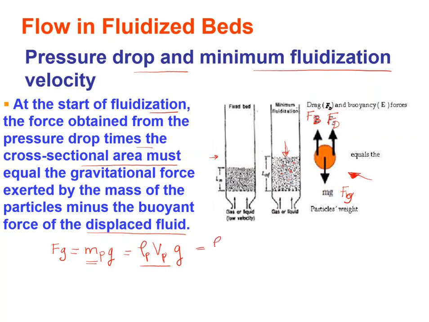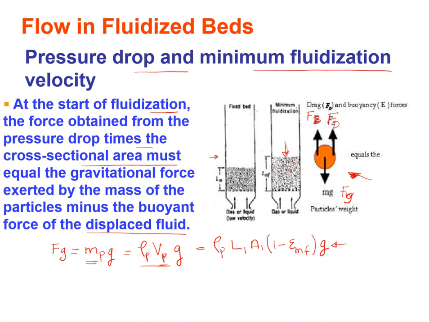So this is equal to the density of the particles. What is the volume of the particles? It is equal to the length of the bed times the area of the bed times 1 minus, let us say, epsilon, let us call it epsilon 1, or I can call it epsilon minimum fluidization, since I'm talking about the fluidization condition. And of course I have to write the g here. So this is the gravity force on the particle. As you can see, gravity force equals mass times acceleration.